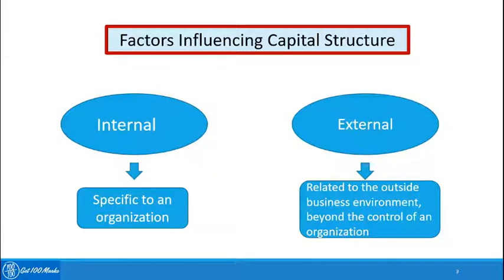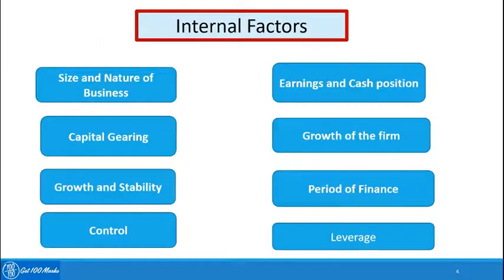There are two kinds of factors influencing the capital structure: factors which are intrinsic to an organization, which are called internal factors. They are specific to an organization, and an organization more or less has full control over those factors, which means they can change them if required. External ones are related to the outside environment, and a business does not have much control over them. What are the internal factors? Some of them are listed here, and we will take each of them one by one.